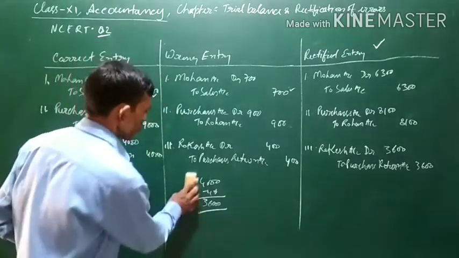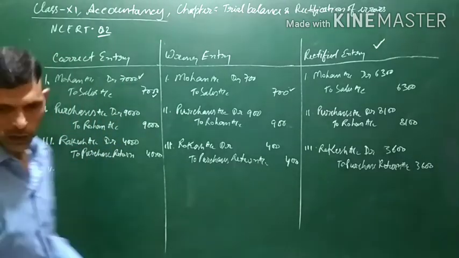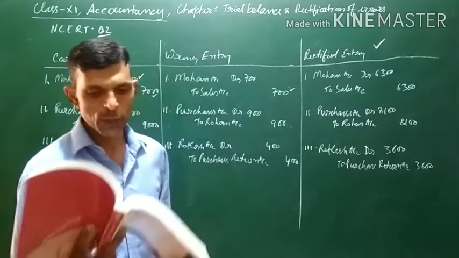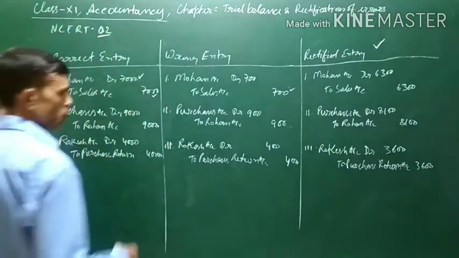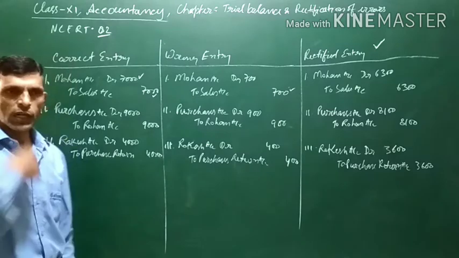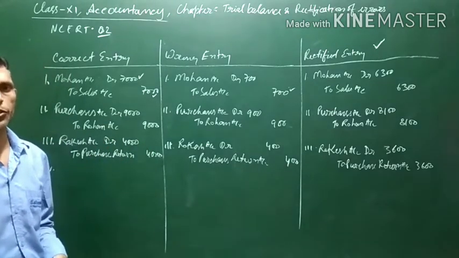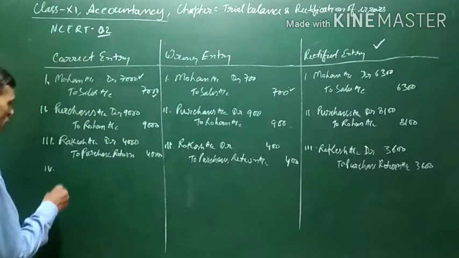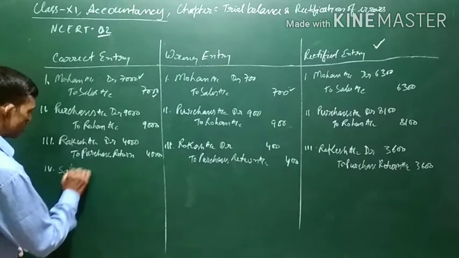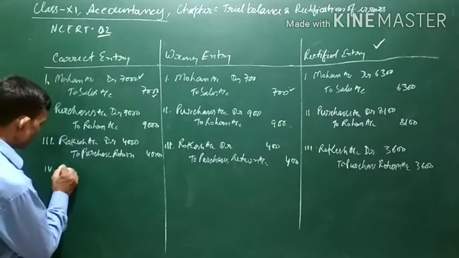Now one more question is left in this part, the fourth one. Goods returned from Mahesh, 1,000, recorded as 100. Goods returned from Mahesh means, whatever we have sold, that is coming back again to us. Goods have been returned by Mahesh, so we will be getting the goods back. So it is a sales return.